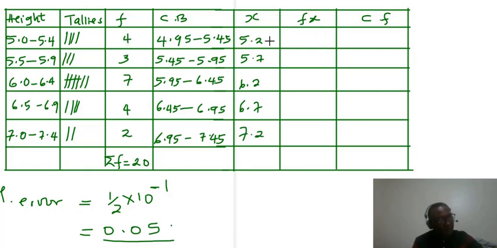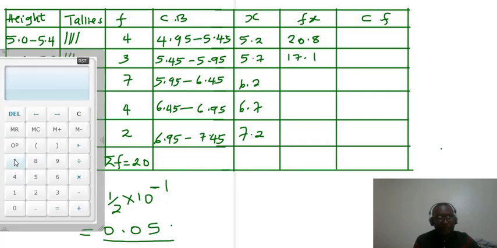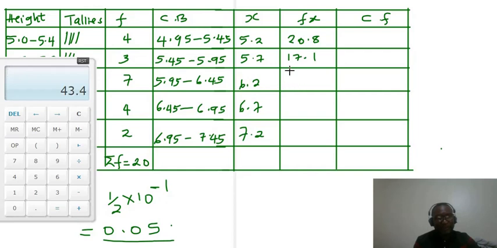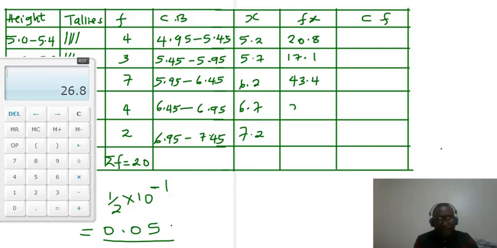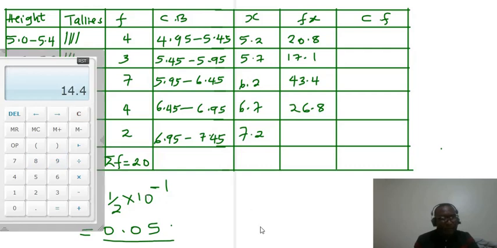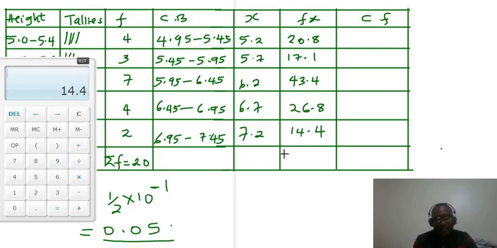4 times 5.2 here, we are getting 20.8. 3 times 5.7, we get 17.1. Then we have 7 times 6.2, then we get 43.4. The next one is 4 times 6.7. Get here 26.8. 2 times 7.2. Get 14.4 here. So next we need to get summation fx.